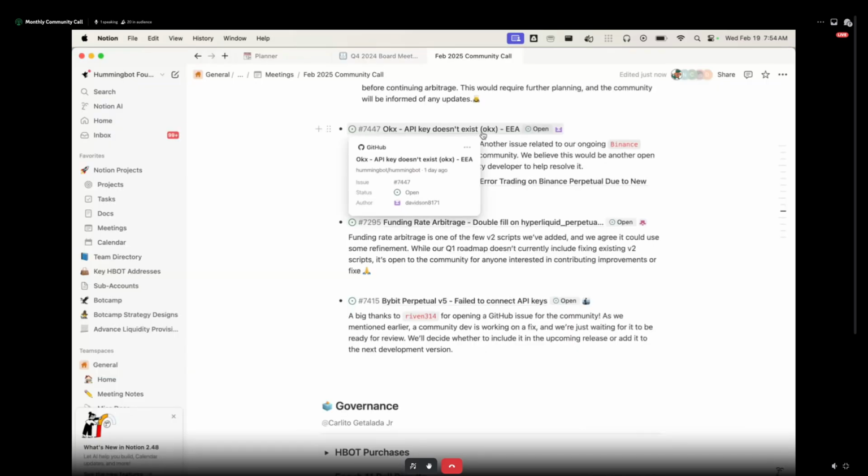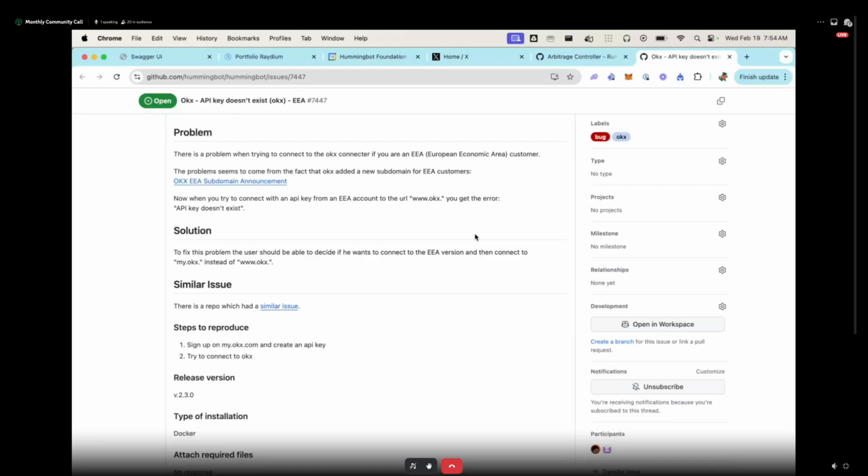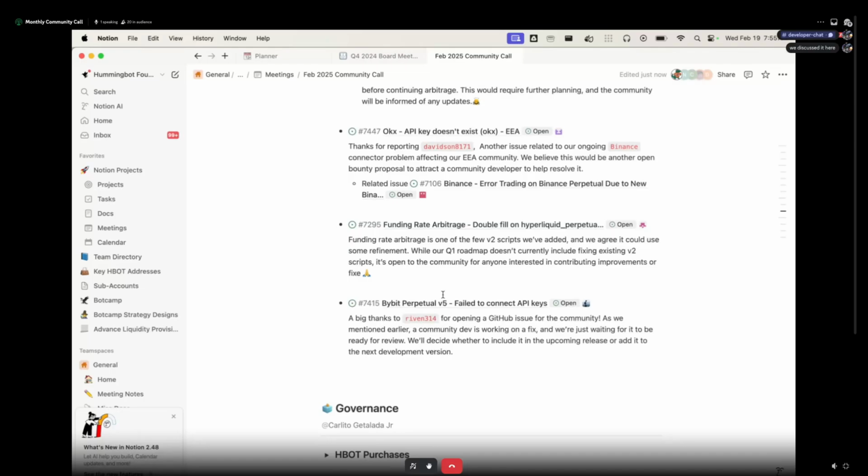This issue here, I think there's actually an ongoing Binance connector issue affecting certain countries in Europe. The issue with some of these is that because we don't have any team members in these locations, it's hard for us to test or even identify what the issue is and what the fix needs to be. So it's something we should discuss more in our meetings and see if someone from the community who's located in these areas can identify what the fix should be and propose something that we can roll out for Hummingbot.